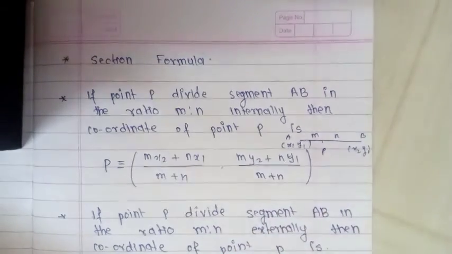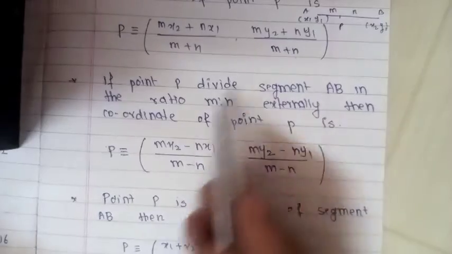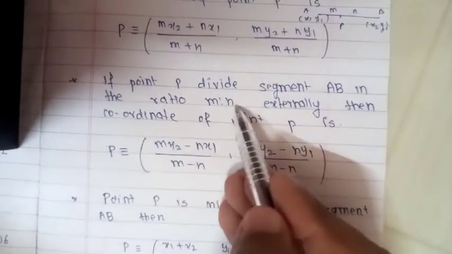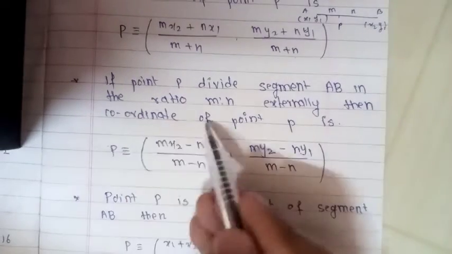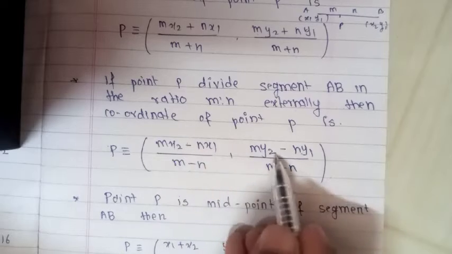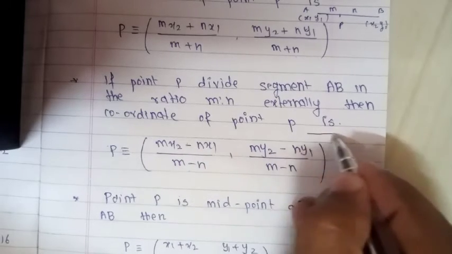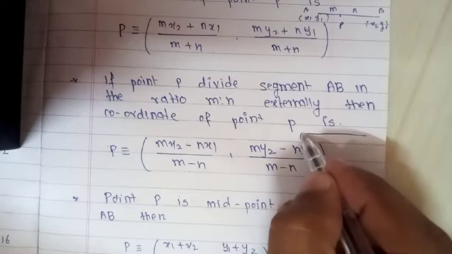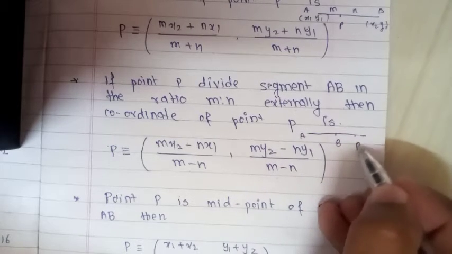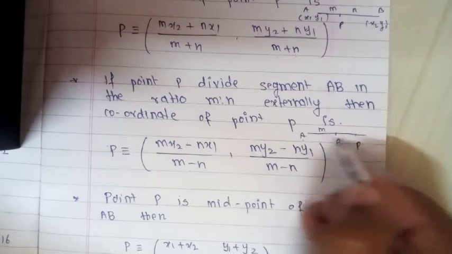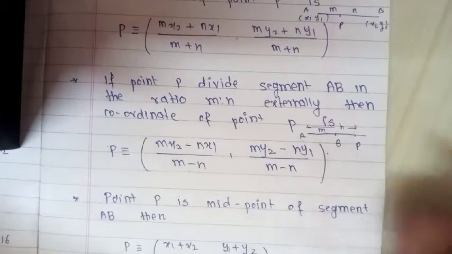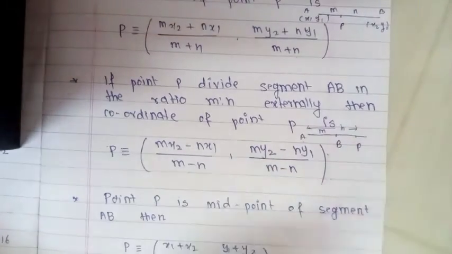Similarly, if the point P divides the segment AB externally in the ratio m is to n, then the coordinate of the point P is given by the same formula, with plus replaced by minus. That means in this diagram, this point is A and this is B, and P is outside this segment AB, and the ratio is m is to n. Okay, so I can identify this.